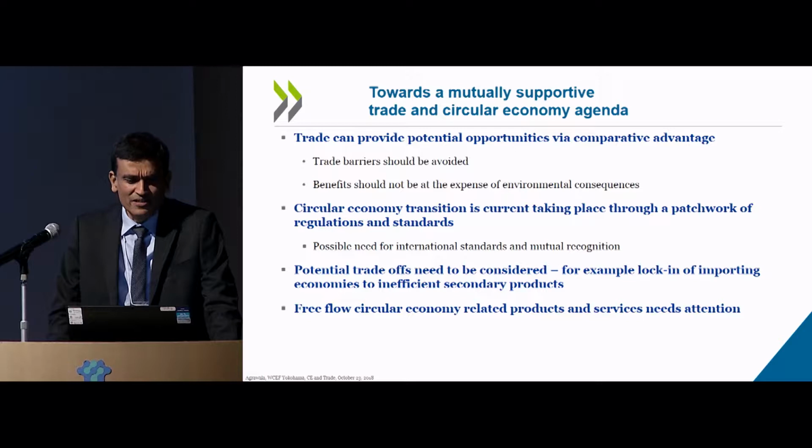How can we move towards a more supportive agenda between trade and circular economy? I've already said that trade has tremendous potential to offer opportunities for a transition via comparative advantage. It's already happening in certain material streams. But of course, a key thing is to avoid trade barriers like import restrictions, export restrictions, tariffs. But benefits through comparative advantage should not be at the expense of environmentally sound management.